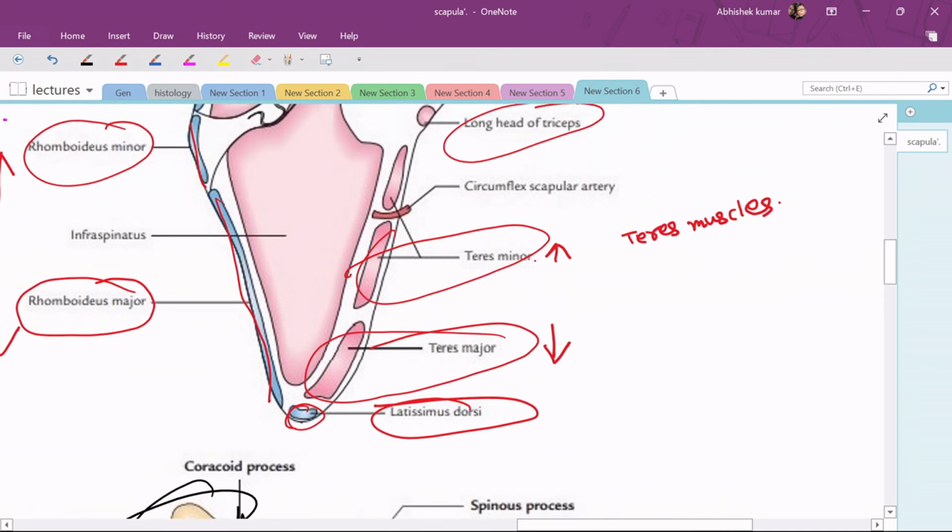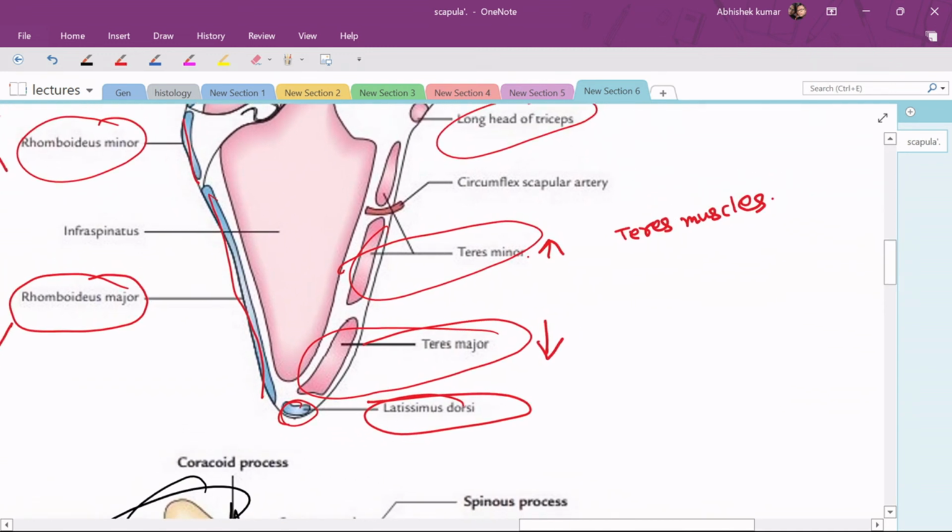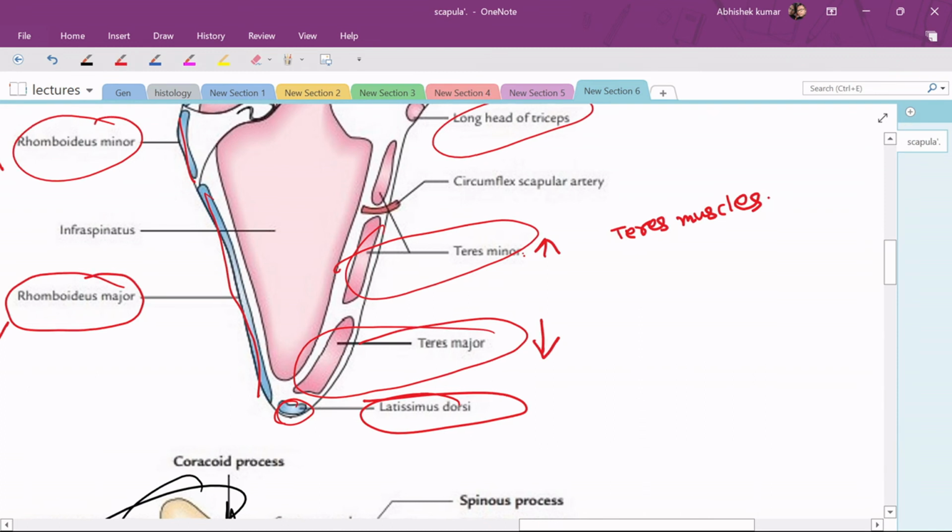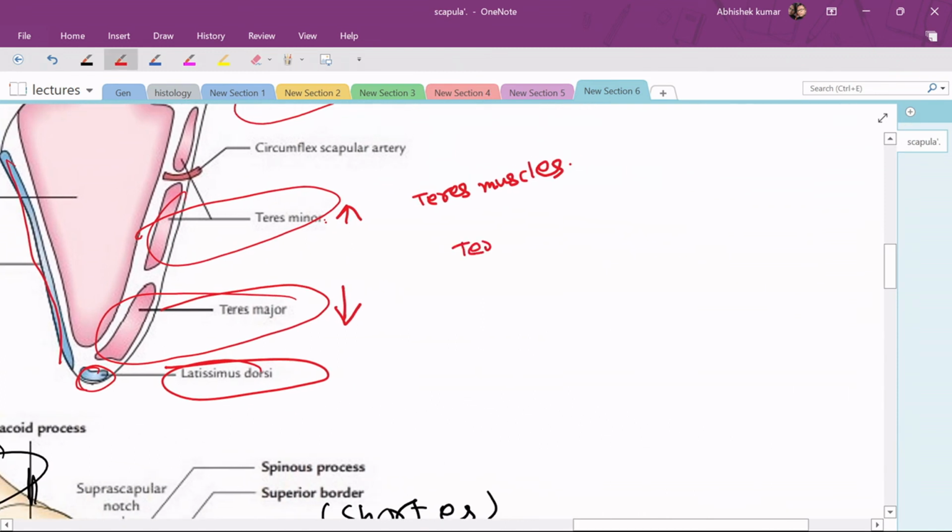But what is the difference between them? The difference is that the size matters. The teres minor attachment size is more than the attachment of teres major.